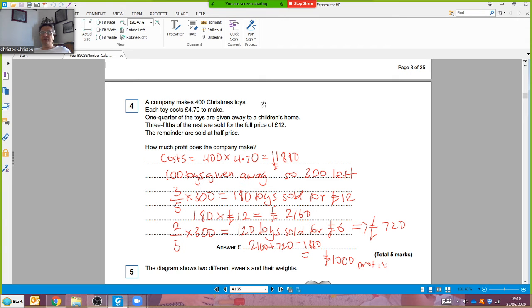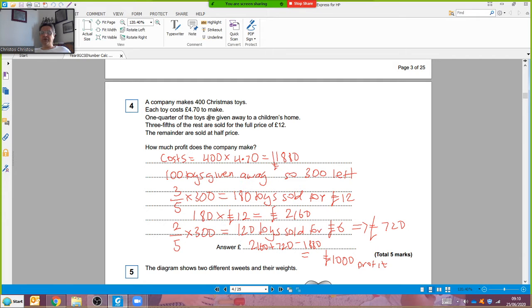we're going to make 400 toys. It's going to cost me £4.70 per toy. So I'm going to get 1 mark straight away. 400 times 4.70 is going to cost me £1,880 to make those toys. Tick, there's a mark. Now let's read this carefully.